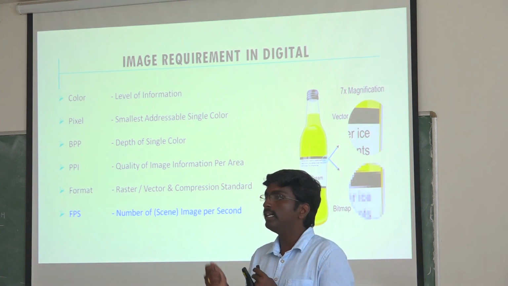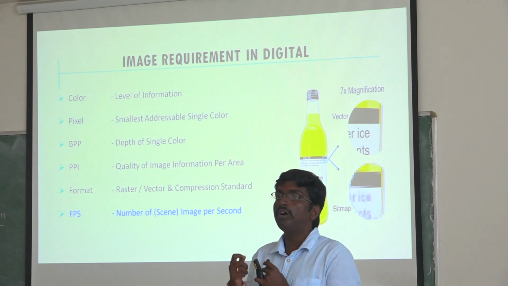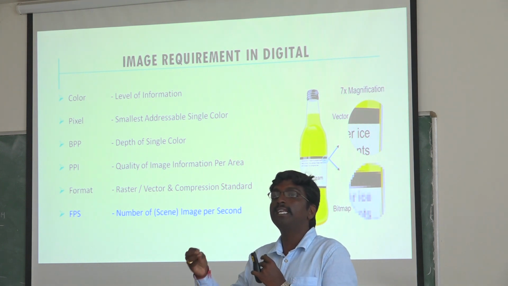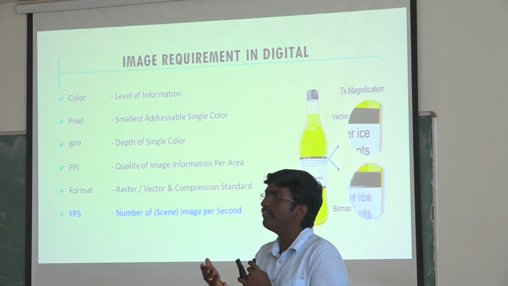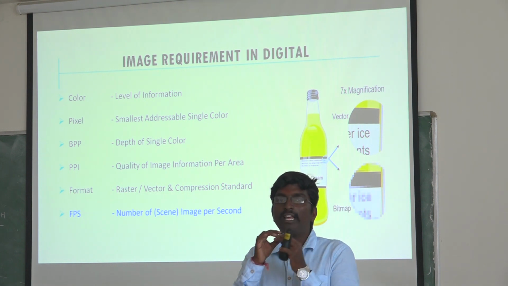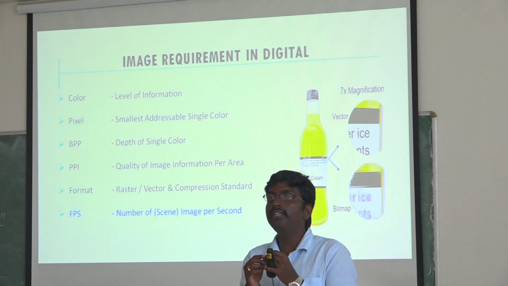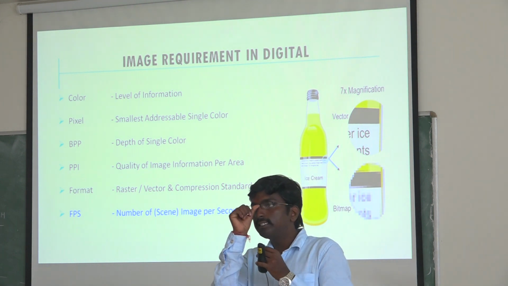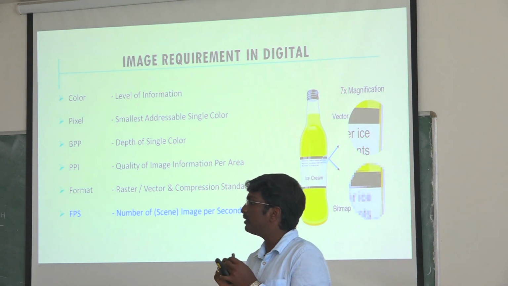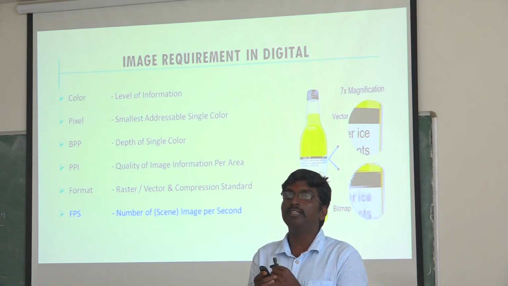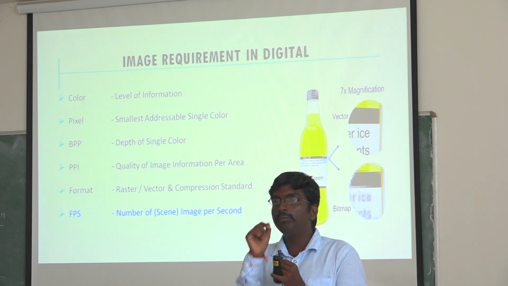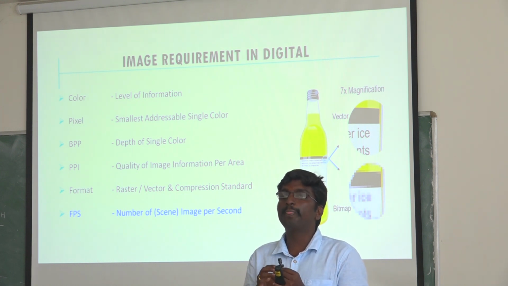So for each color, how many different color signal levels are mentioned in terms of color. If you want to process this color information in a system domain, we say it in terms of pixel. This pixel is nothing but the smallest possible area.